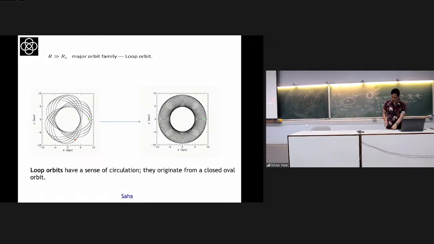Okay. So that's how orbital dynamics becomes very, very important, and you can see that these loop orbits, as is written here, have a sense of circulation, so it goes around the center. Okay. Now, with that, I want to move ahead and do something slightly different.